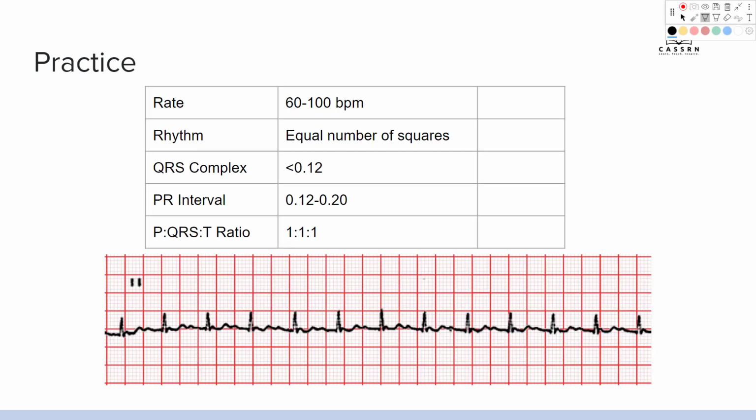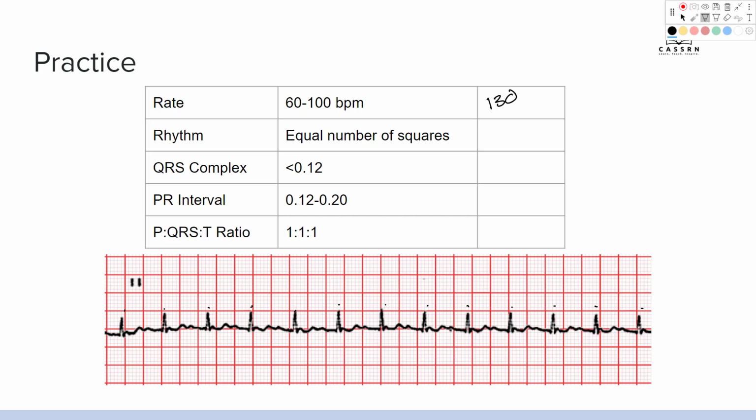As always, we want to go through and practice on our EKGs so that we can make sure we know how to interpret them properly. So we're going to start off with our rate. We're going to count all of our QRS. We're going to go 1, 2, 3, 4, 5, 6, 7, 8, 9, 10, 11, 12, 13. So this is going to be 130.